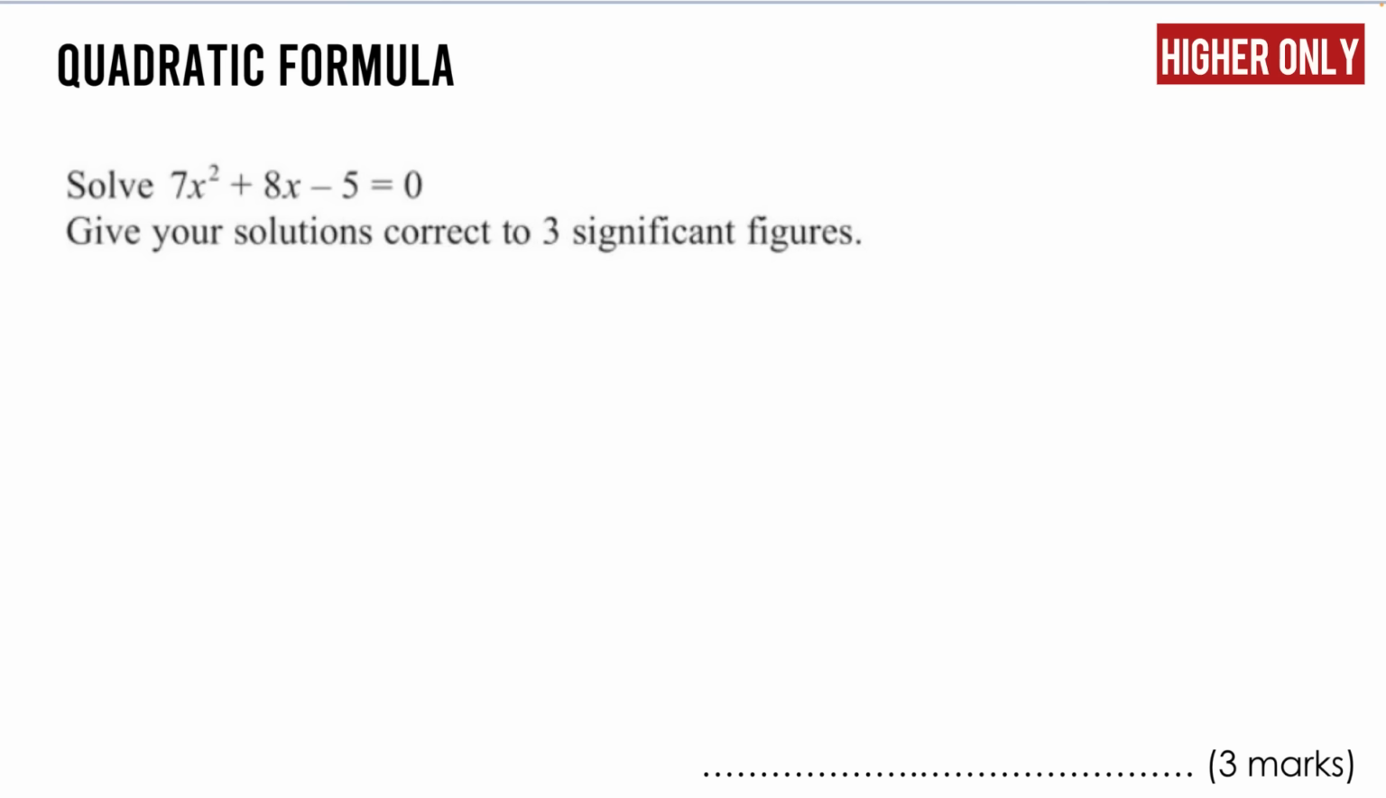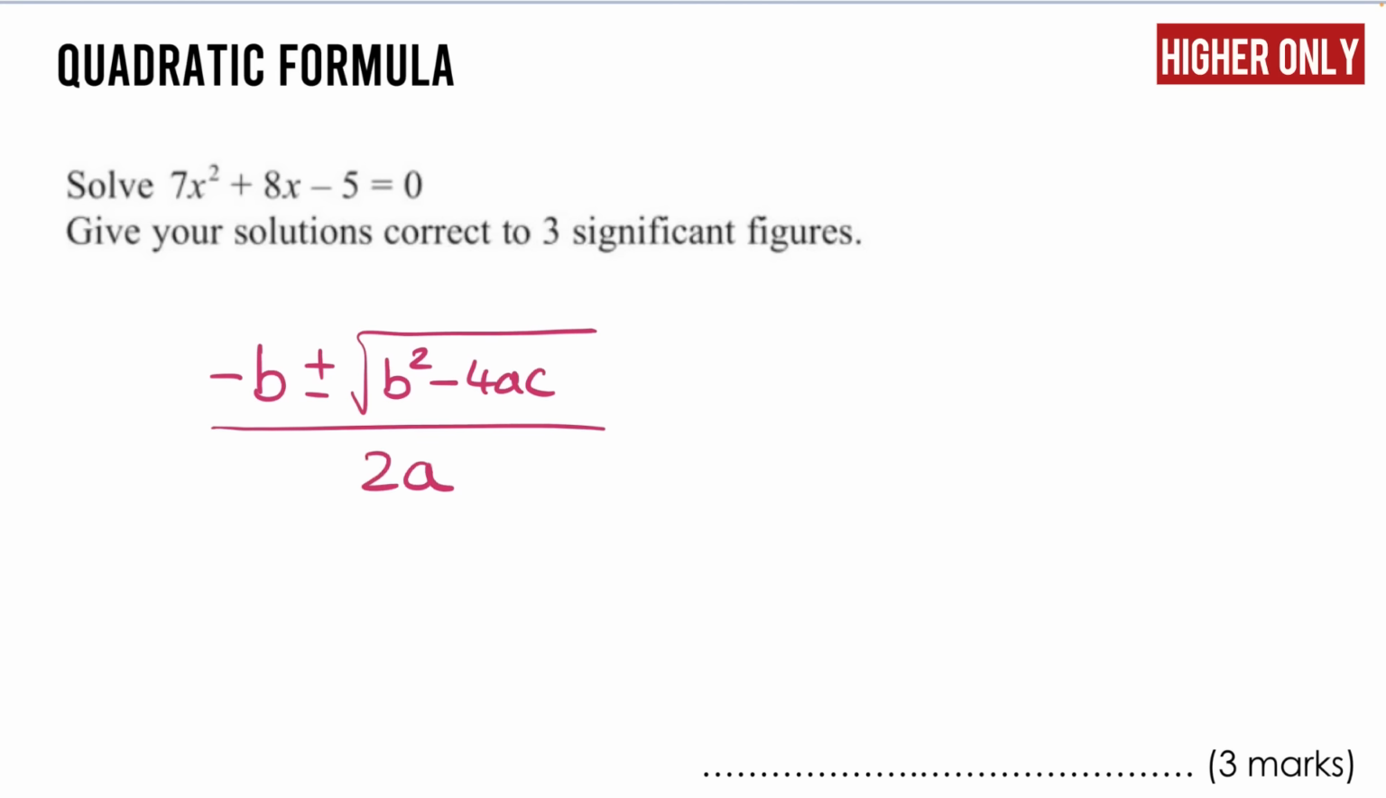So of course we need to know how to use the quadratic formula. Our formula is given to us, it's minus b plus and minus the square root of b squared minus 4ac all over 2a. Our values of a, b and c are these numbers here, including the symbols in front of them, so a is equal to 7, b is equal to 8, and c is equal to negative 5. We just need to put them all in place.